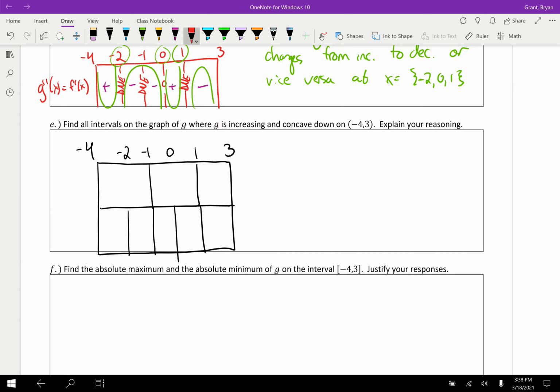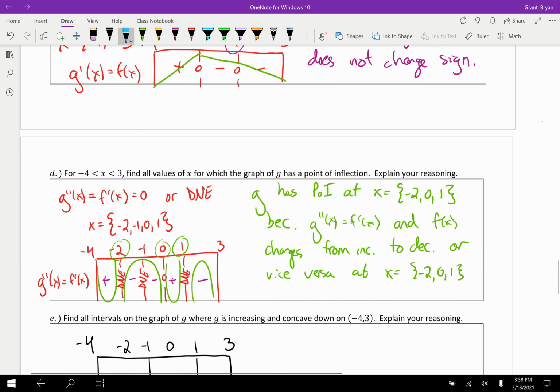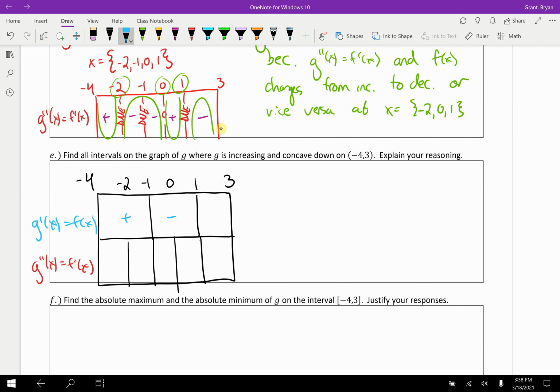And then we had a few things going on. We had G double prime, which was F prime. And then we also had G prime, which was F of X. And then we went through and filled these in. Looking up above, we saw we went positive, negative, negative. And then the second part was positive, negative, negative, positive, negative. Awesome.